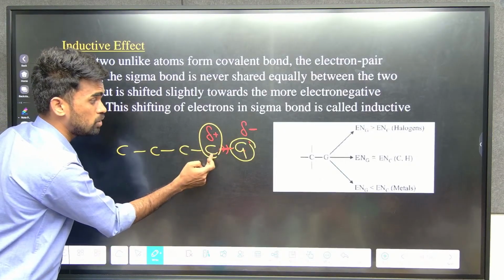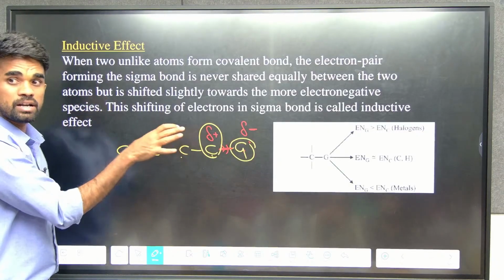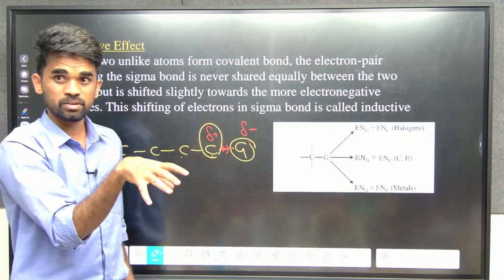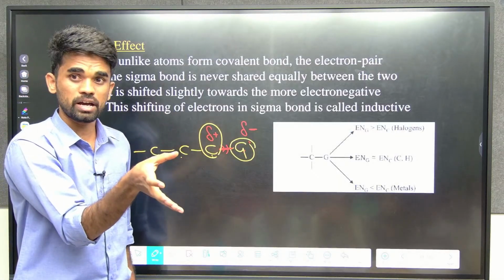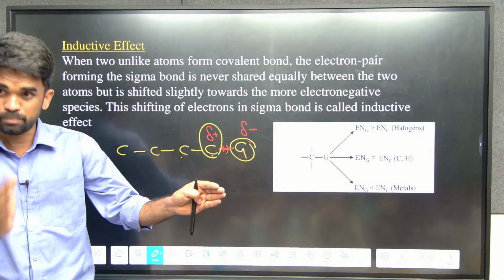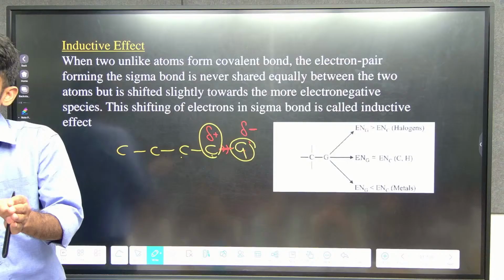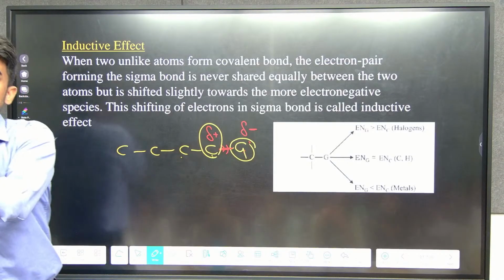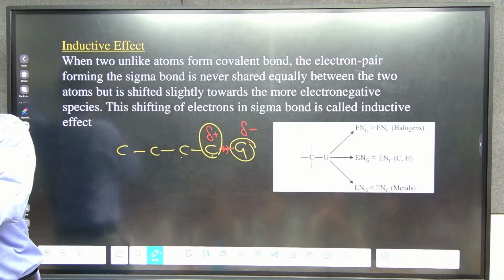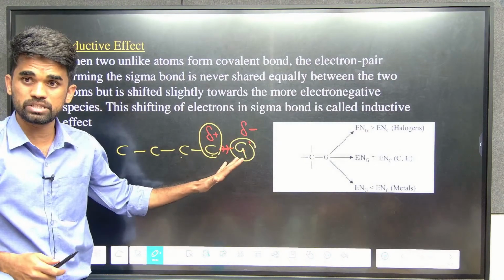Since this carbon is now electron deficient, what will it do? It will show that effect on the neighbor carbon. Something like, if you are standing at the beach side and there is a cyclone, there will be a drastic effect on the beach and a little effect after 500 meters or 200 meters. As we move away from the beach, that effect keeps on decreasing. Here also, for the inductive effect, you just think like that.